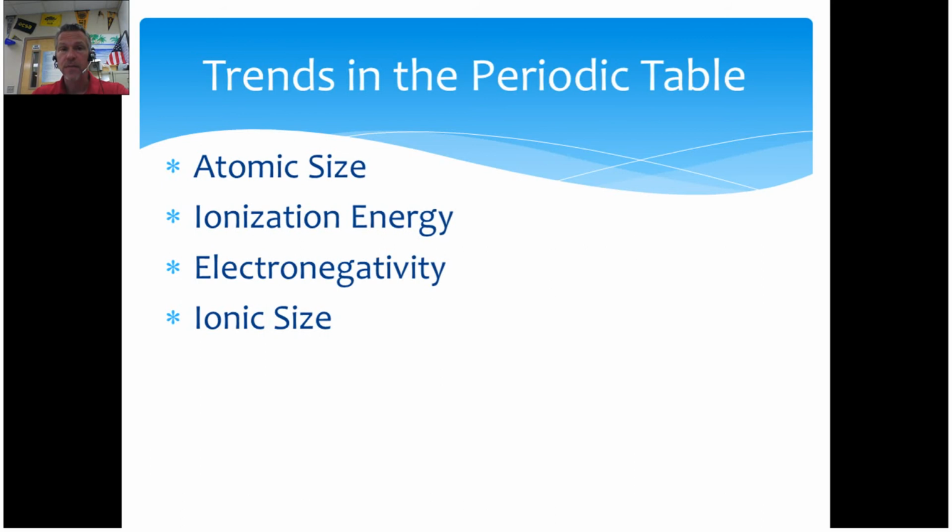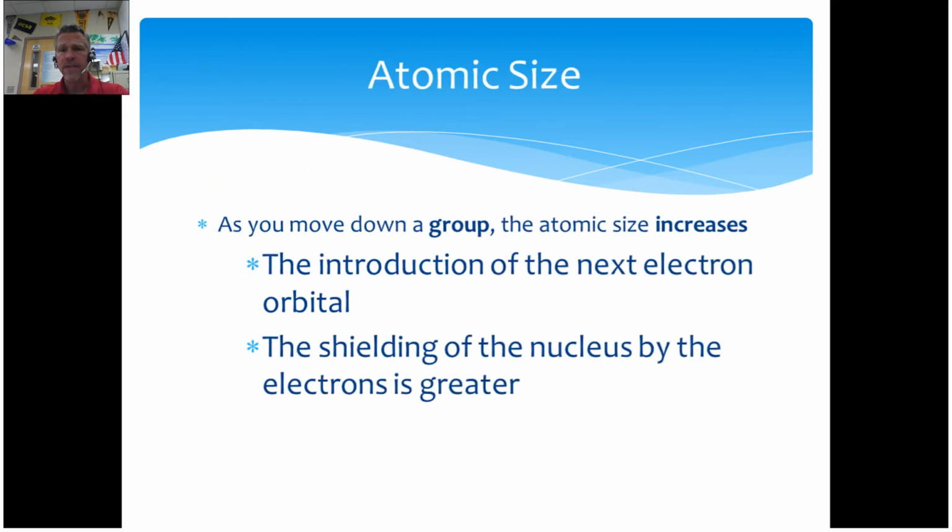So now we're going to see some pictures. We're going to talk through them in a lecture. Let's start with atomic size. So atomic size is basically the radius of your atom. How big is your atom? Think of it as a ball. What's the diameter of that ball?